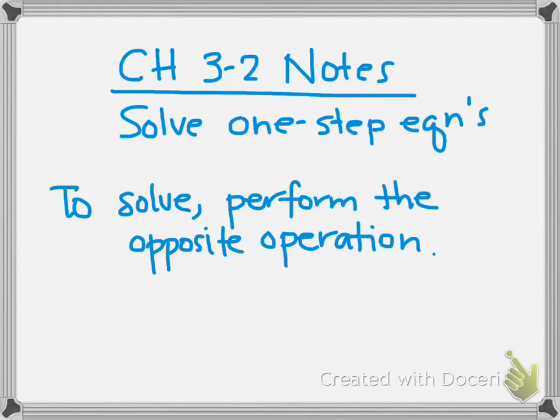Chapter 3-2 notes, solving one-step equations. In order to solve for x or for any variable, what you need to do is perform the opposite operation. So to solve an addition problem, you would use subtraction. To solve a subtraction problem, you use addition. To solve a multiplication problem, you'd use division. And to solve a division problem, you'd use multiplication.